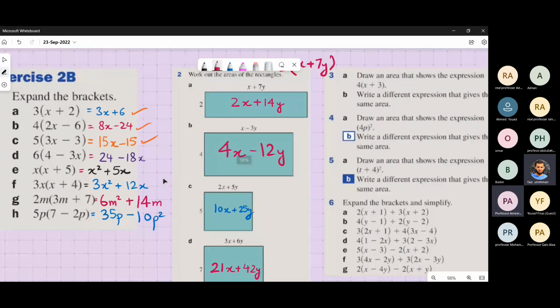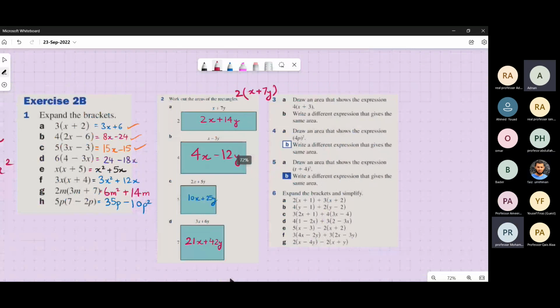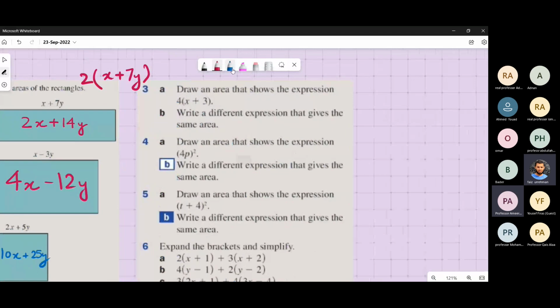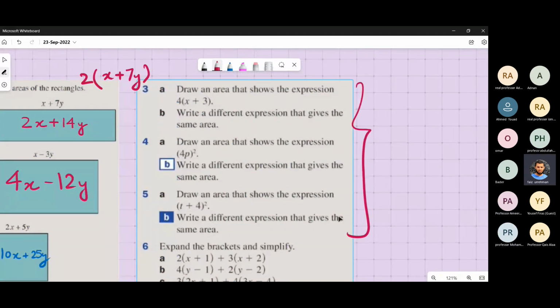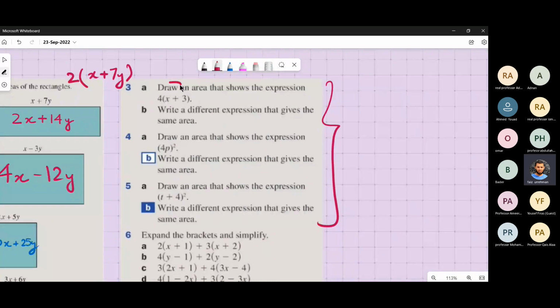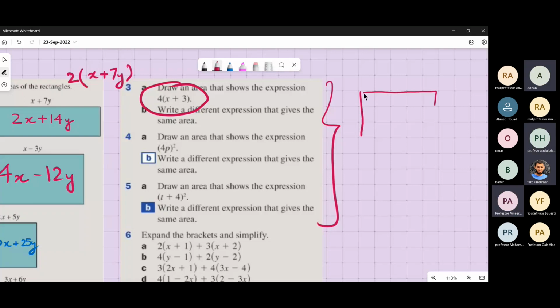Now you know what the concept is here. The same concept applies from question number 3 to question number 5, generally. Now it's in the form of a word problem, like draw an area that shows the expression. Now they are asking the opposite: if the area of a rectangle is this, what will be the diagram? So what you have to do in the notebook is draw a rectangle, and what will you write here?